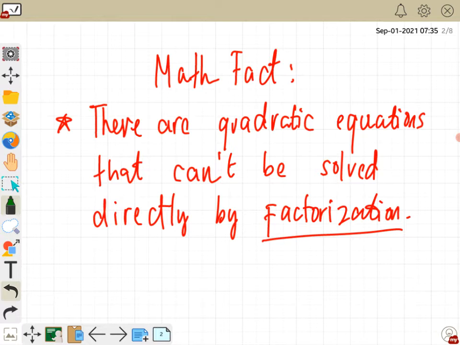So we have here a math fact. We have to put in mind that there are quadratic equations that can be solved directly by factorization, okay, which is in our lesson 1. So that is why we need to find another method if a certain quadratic equation is not factorable. So completing the square helps us to solve that.